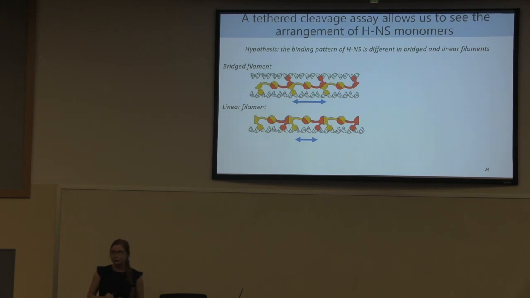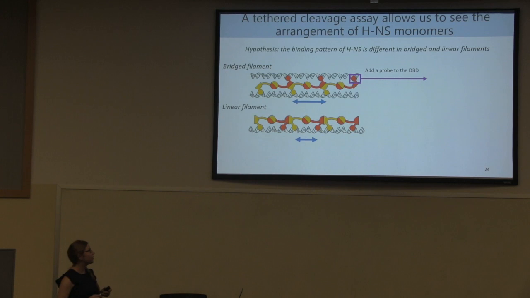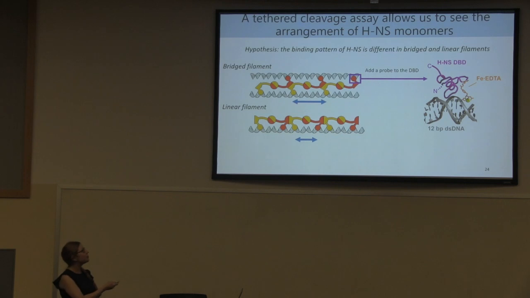So to look at the DNA binding domain location, I added a probe to the DNA binding domain that looks like this. Here, going back to that structure of the DNA binding domain, but showing it in purple now, I attached this iron EDTA moiety to the H&S DNA binding domain. The reason we picked this is because iron can perform a number of reactions, including the Fenton reaction, by reacting with hydrogen peroxide, and it generates this very reactive hydroxyl radical species. And this hydroxyl radical can interact with the DNA, and it can result in DNA cleavage.